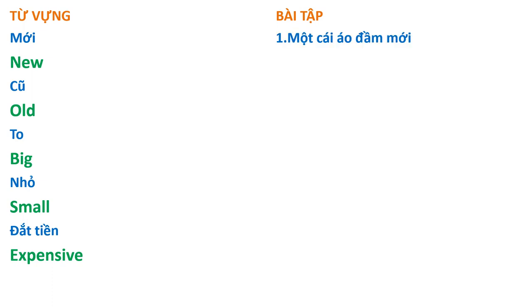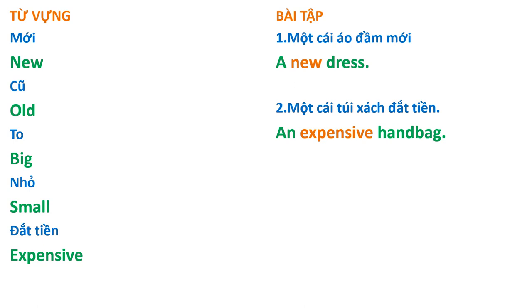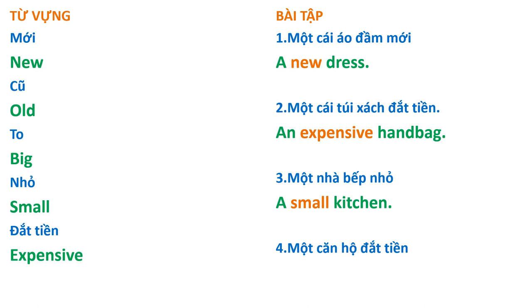Bài tập. Một cái áo đầm mới. A new dress. Một cái túi xách đắt tiền. An expensive handbag. Một nhà bếp nhỏ. A small kitchen. Một căn hộ đắt tiền. An expensive apartment.